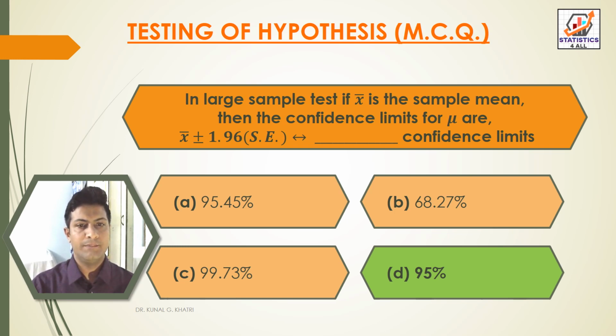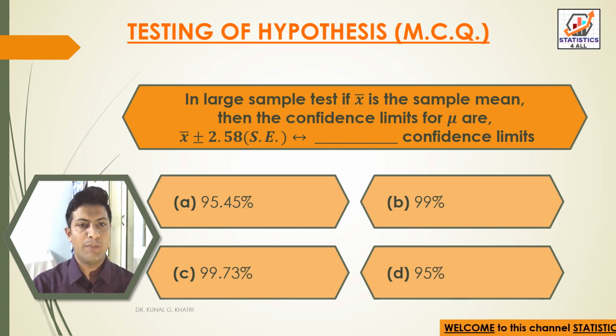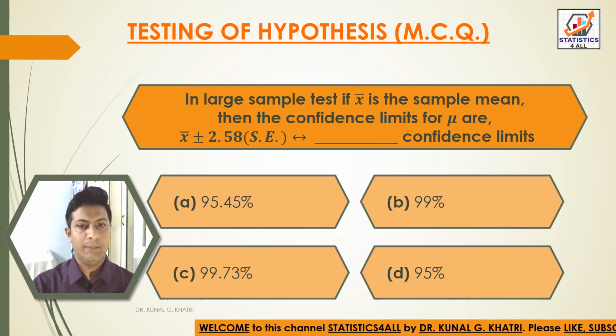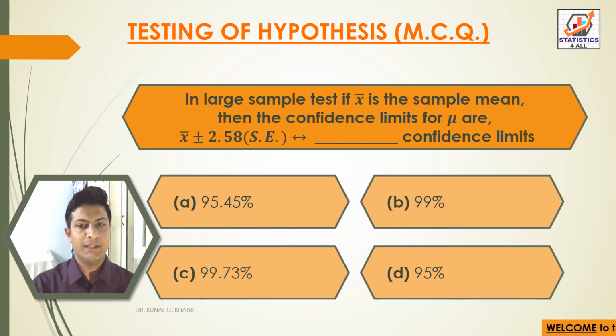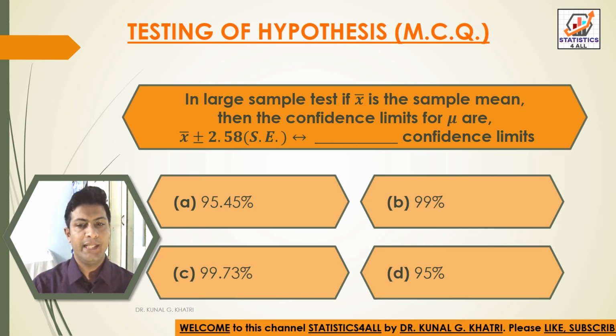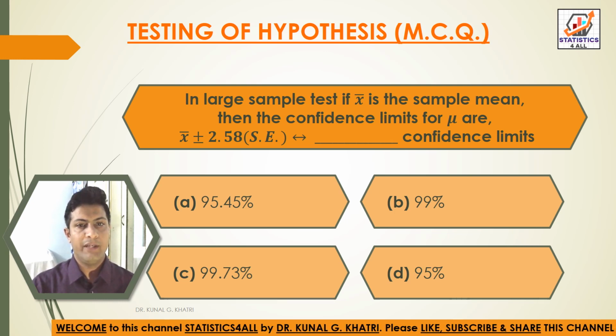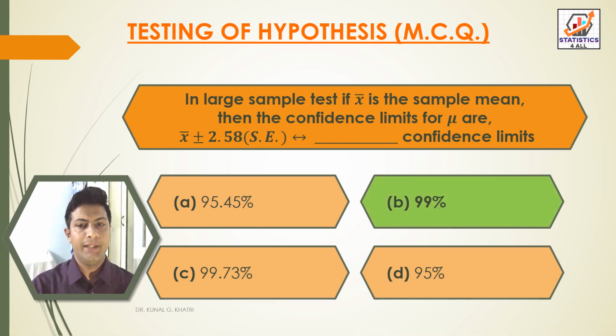Next question. In large sample test, if x bar is the sample mean, then the confidence limits for mu are x bar plus or minus 2.58 into standard error, dash confidence limits. Option A 95.45%, option B 99%, option C 99.73%, option D 95%. So here we have answer option B, 99% confidence limits.